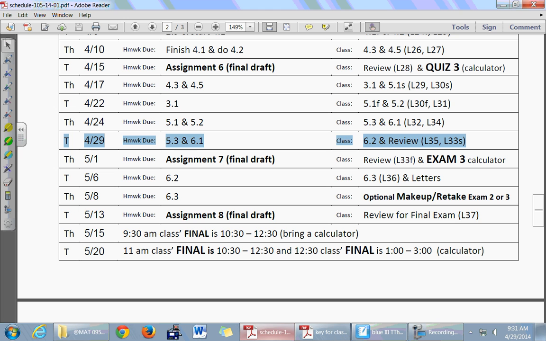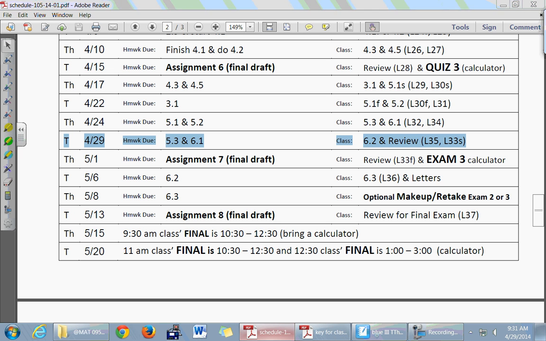The class after that, we have only 1 section to cover, and in fact, that's the last section we have for the whole semester, 1 week from today. And then we'll talk about the letters. And then a week from Thursday is this optional makeup or retake of exam 2 or 3. We'll talk more about that later. And then last day of the semester is our review for the final exam, which is coming up on, when are we? Thursday, May 15, right? So 2 weeks from Thursday, this course will be officially done. So we're really near the end. Any questions on the calendar?